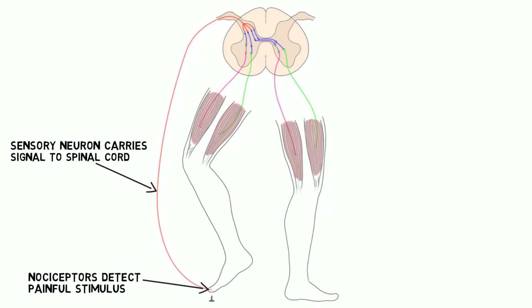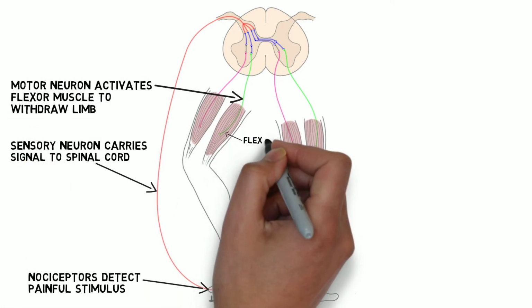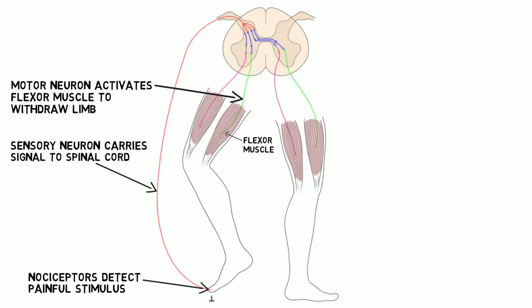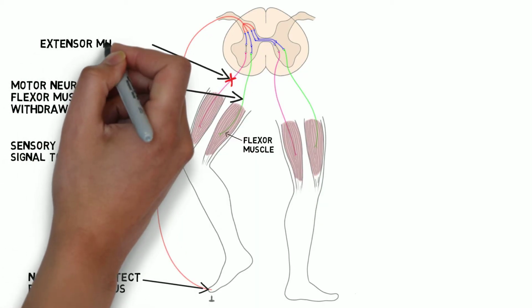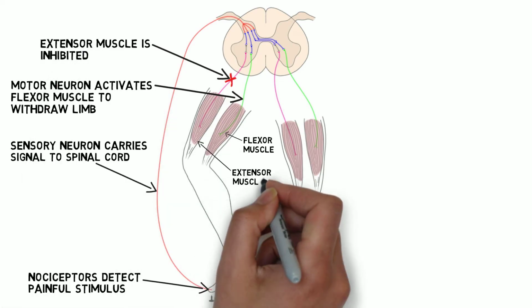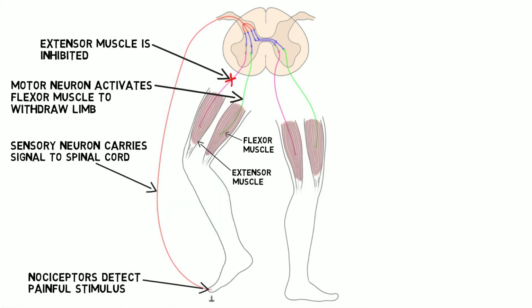One of those pathways excites a motor neuron that activates the flexor muscle in the limb, causing the limb to withdraw from the painful stimulus. Another pathway inhibits the motor neuron that normally activates the opposing extensor muscle in the limb. This will keep the extensor muscle from counteracting the attempt of the flexor muscle to pull the limb away.